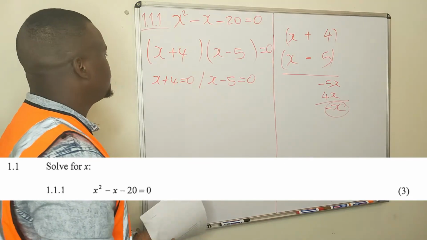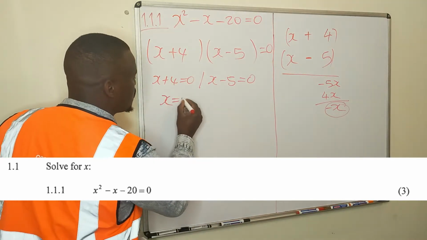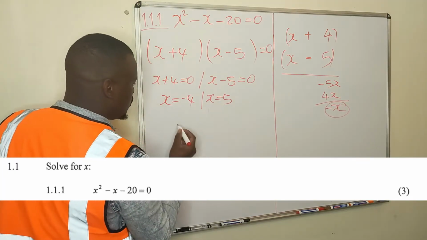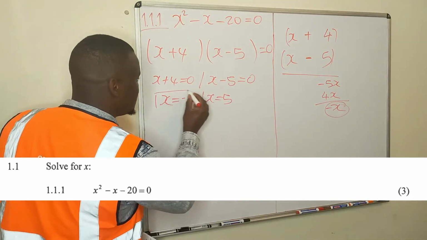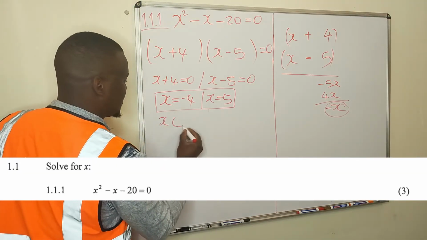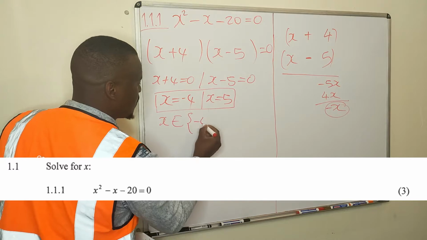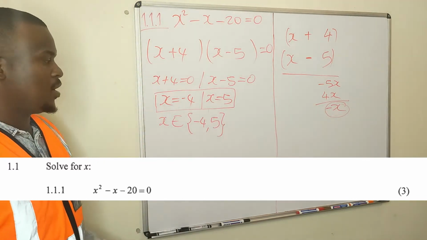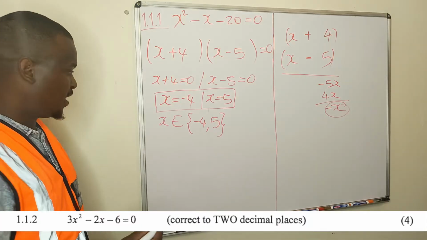And then what do you do? So x is equal to minus 4, or x is equal to 5, which means this is the solution to that equation. You can say x is an element of the set that contains minus 4 and 5. We're done with this one. Let's go to the next one.